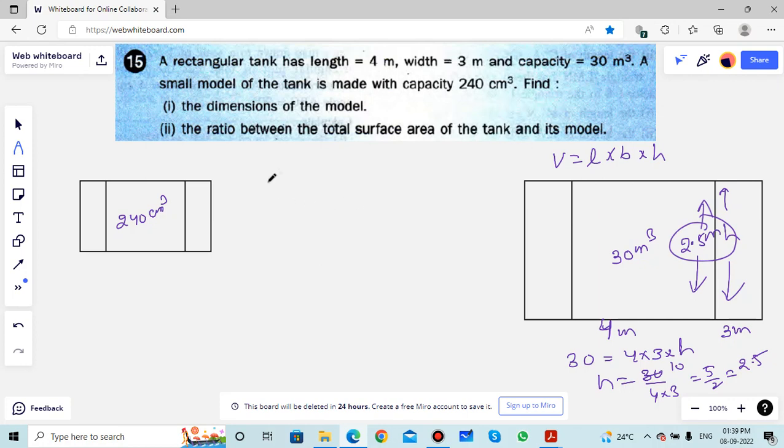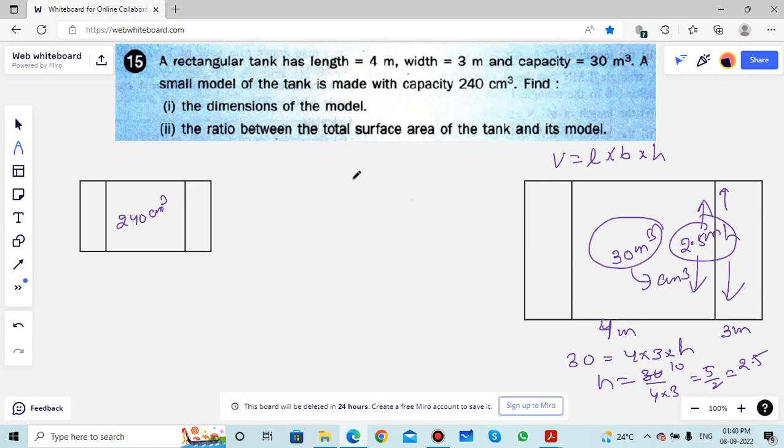Now, we have found it out, you can write it properly. Capacity here is 240 and this is 30 meter cube. So unit has to be the same before we do it, otherwise you will get a wrong answer. So these two are a model and they have a K factor in it. Do we know the K factor? They have not given it. So what we can do is find the volume of this upon the volume of that, and that is what will give you the K factor. But before that, we have to convert this into centimeter cube.